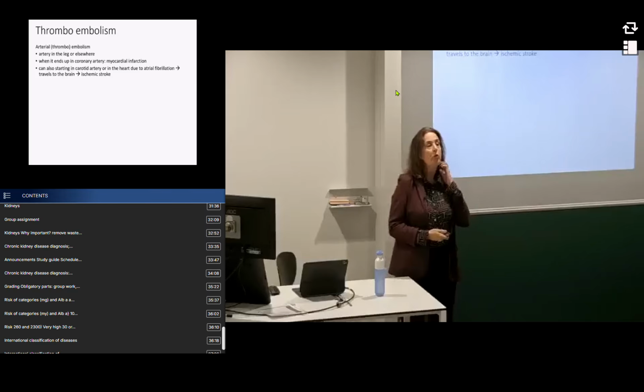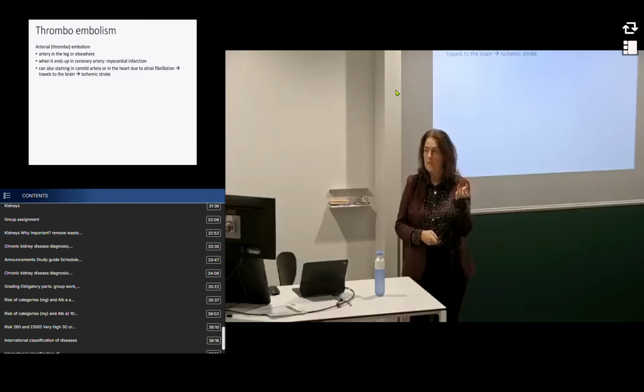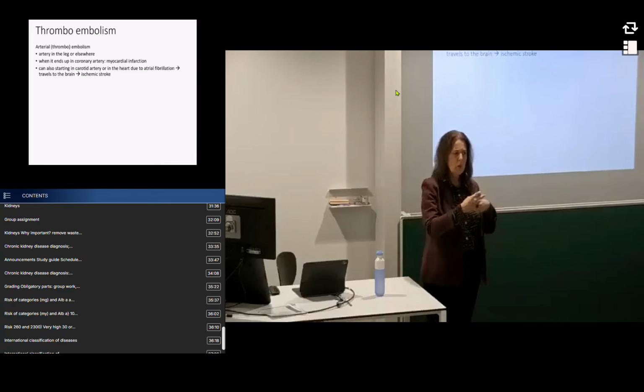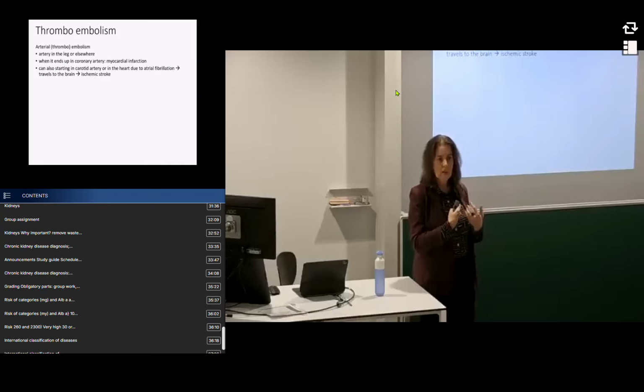So it can also start in a carotid artery, like in the neck. Then it may end up in the brain. So this is often a reason for a stroke. When the blood remains in the heart too long, you can also get clot formation in the heart, because blood should flow. If blood doesn't flow, you get clotting. And a blood clot in the heart can be pumped through the carotid artery in the neck into the brain.